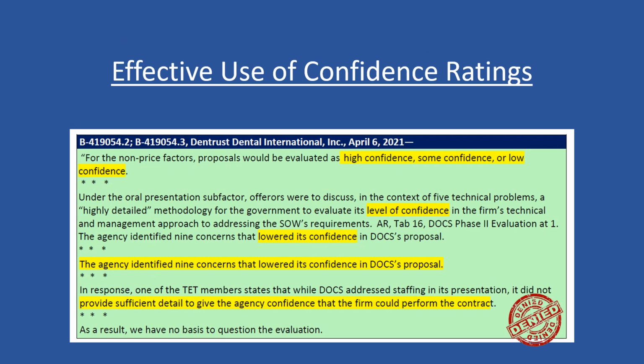Now, in this GAO case, you can see a protest where a vendor was disputing the final decision. The agency, DHS's Customs and Border Protection, which used confidence ratings, pointed out 9 different concerns that lowered their confidence in the offer. The government did not believe that the vendor provided sufficient detail to give them confidence that they can perform the contract. In this case, the GAO denied the protest. In their decision, GAO mentioned, "We have no basis to question the evaluation."